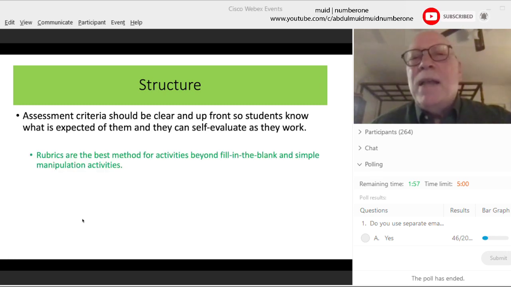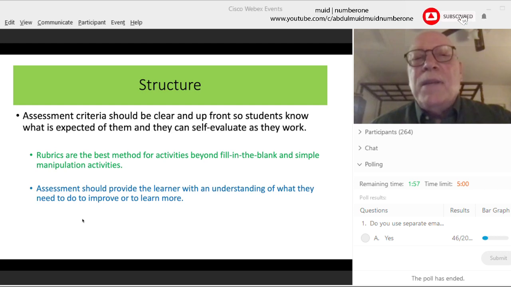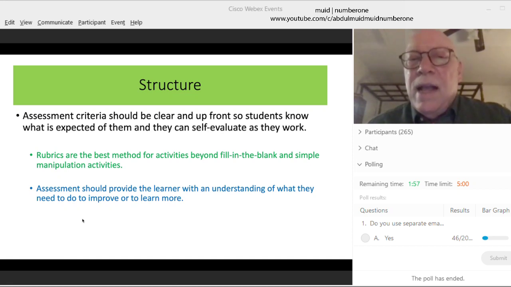So rubrics are the best method for activities beyond fill in the blank and simple manipulation activities. I'll give you an example of a rubric in just a moment if you've never seen them or have never worked with them before. Assessment should provide the learner with an understanding of what they need to do to improve or to learn more. That's what an assessment does.